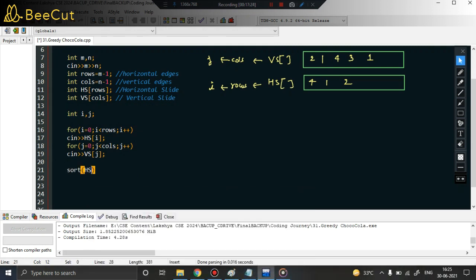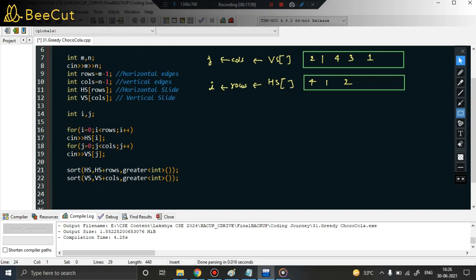So sort which array? HS. Size of the array is rows, comma, and we are going to sort it in descending order, so greater integer. I hope you have understood this. Next we are going to sort the vertical array, the VS, vertical slides. This will be VS, and the number of elements in this is columns. This is how we sort, and greater integer. Fine. So this is all about sorting.